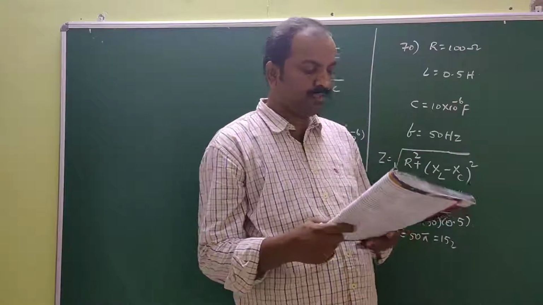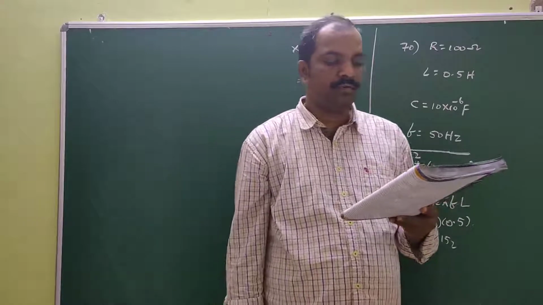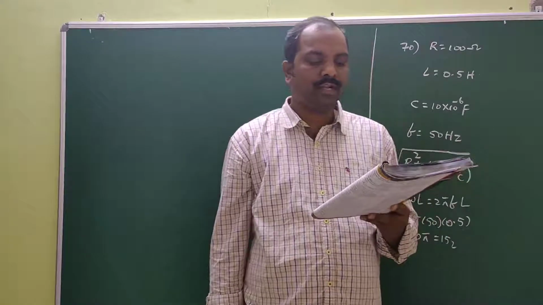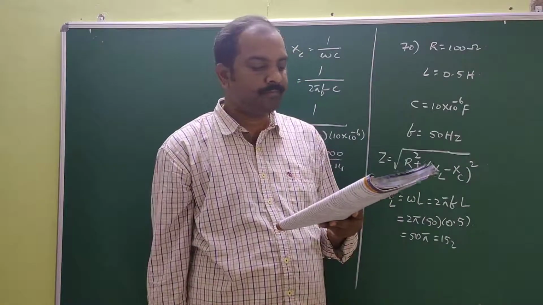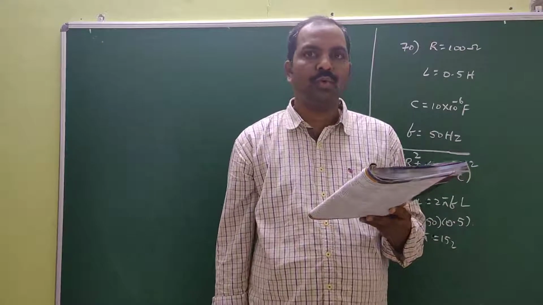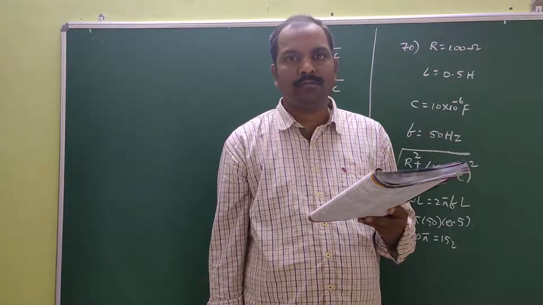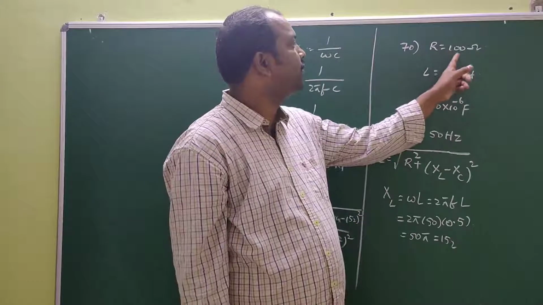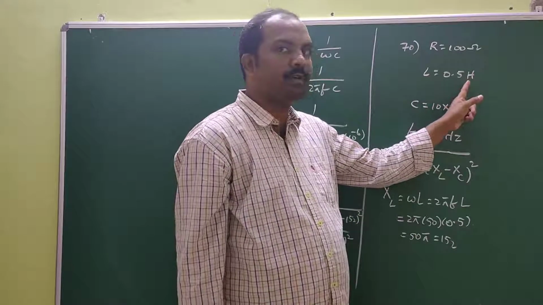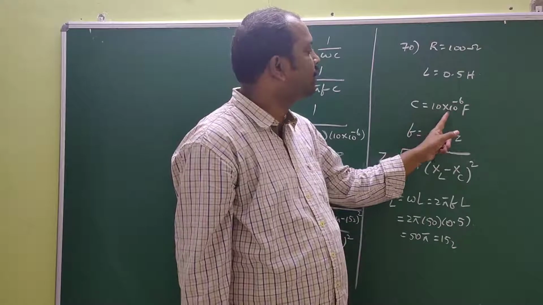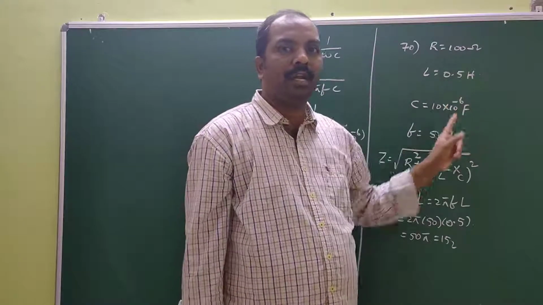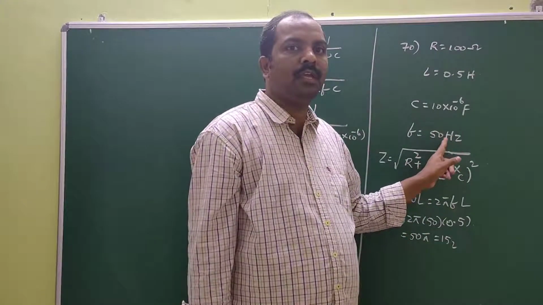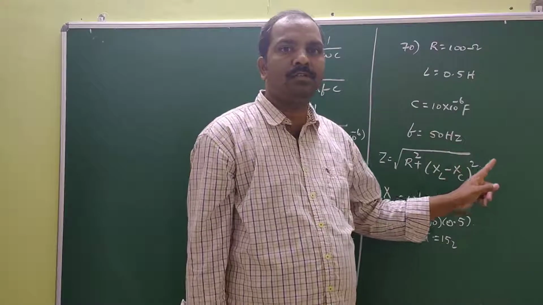Next question, question number 70. A resistance of 100 ohm, an inductance of 0.5 henry and a capacitance of 10 into 10 power of minus 6 farad are connected in series through a 50 hertz AC supply. What is the impedance? So in the circuit, resistance of 100 ohm, inductance of 0.5 henry and capacitance of 10 into 10 power of minus 6 farad are connected to an AC source of frequency 50 hertz. He is asking the impedance of the circuit.